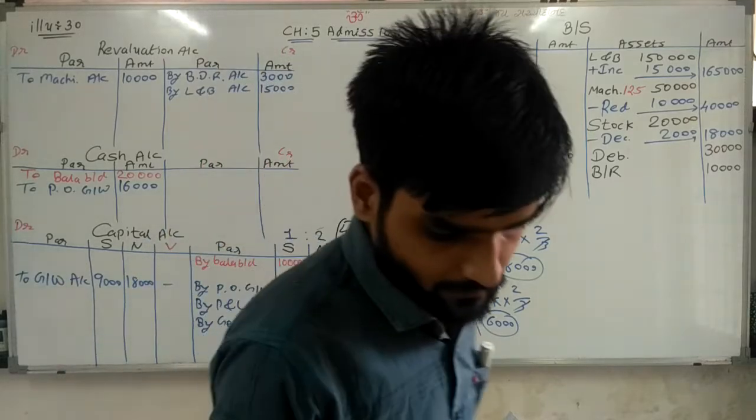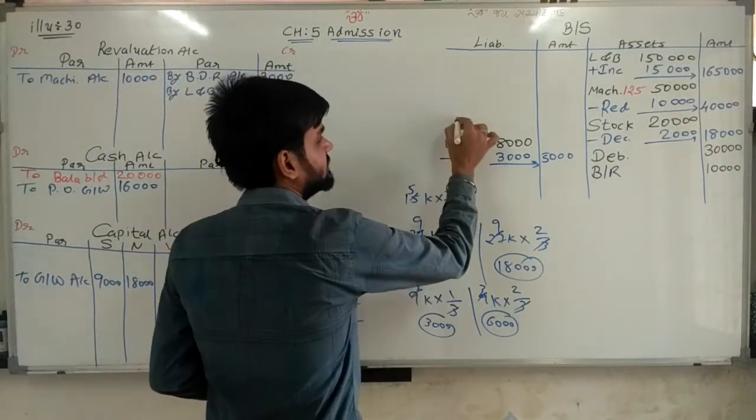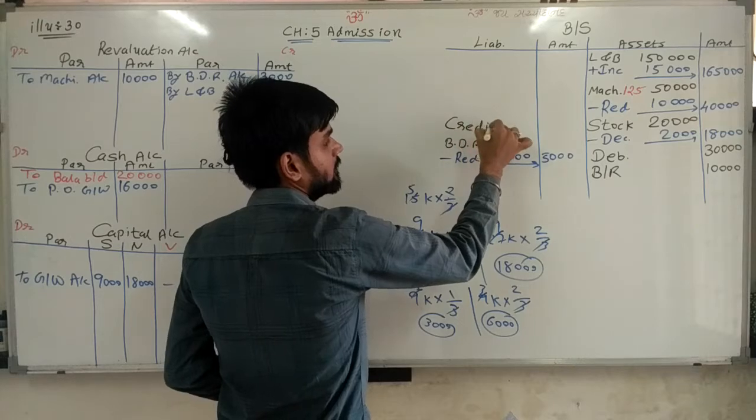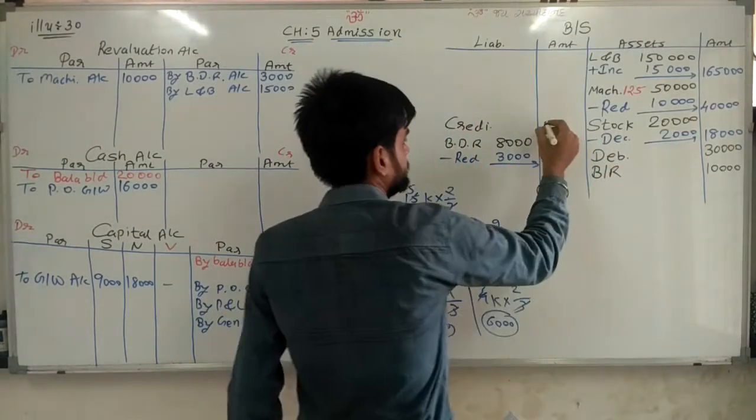Going ahead. Creditors. Sir, creditors is my liability, so we have to write it as it is. There is no change given. So creditors 25,000.